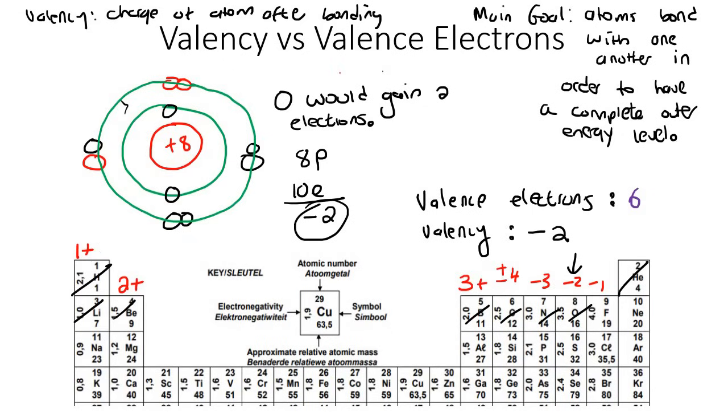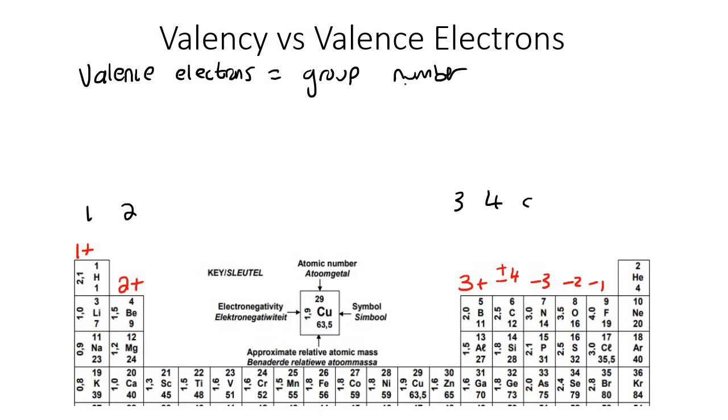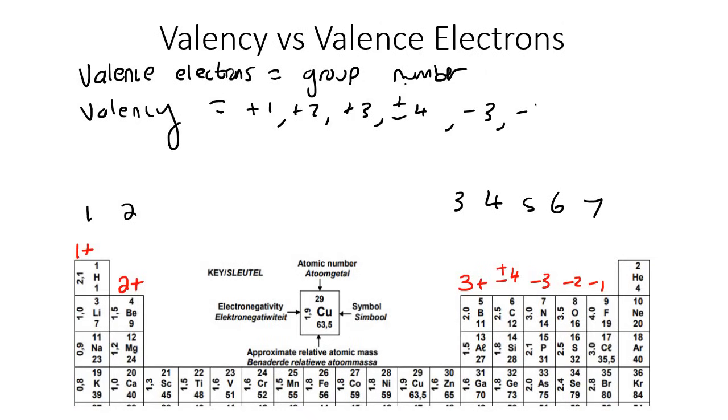Okay, now I want to summarize this for you in a very easy to remember kind of way. So valence electrons is going to be the same as the group number. So this is group number 1, group number 2, group number 3, group number 4, group number 5, group number 6, and group number 7. Whereas valency is going to be the plus 1, plus 2, plus 3, plus minus 4, minus 3, minus 2, minus 1. Okay, so that you must just remember.